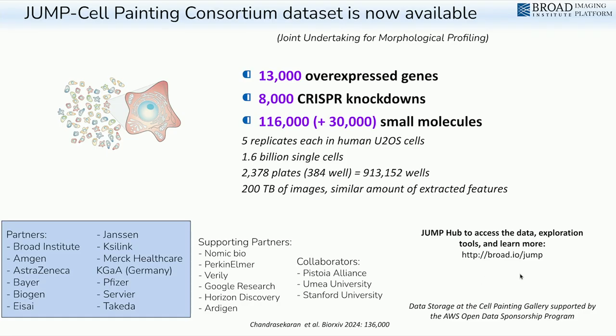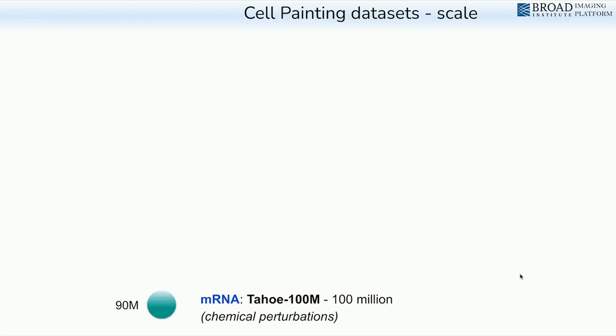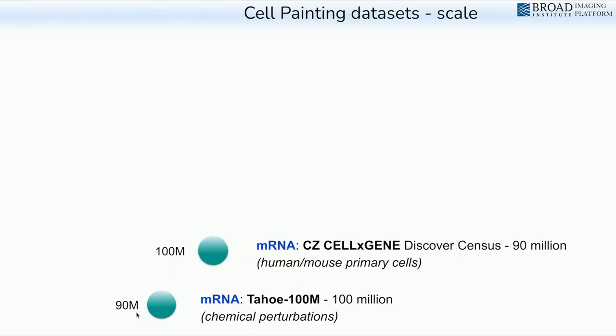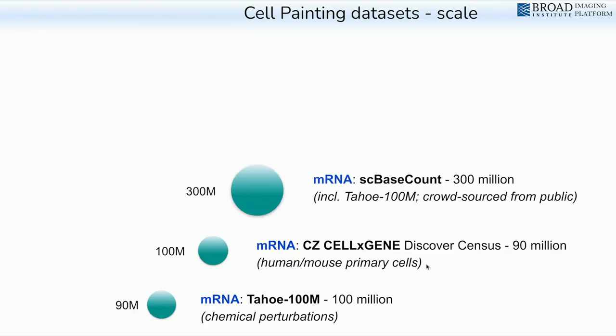And the data is available here. Just to give you a sense of scale, we heard about Tahoe yesterday. A lot of excitement in the virtual cell community about having access to 100 million cells. Previously, the biggest data set was collected by Chan Zuckerberg CZI. All of this is totaled up in a community crowdsourced repository called scBaseCount, apparently. So I have the impression this 300 million is the sum total of all single cell data that exists in the world that is publicly shared and at least readily accessible enough to get into this repository.